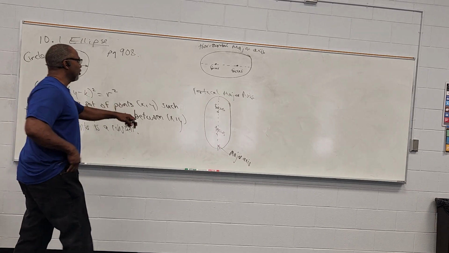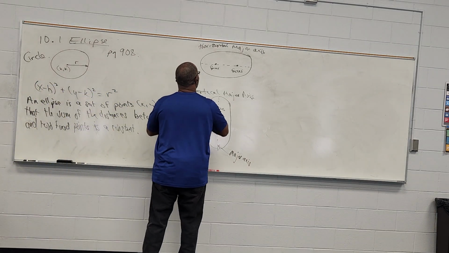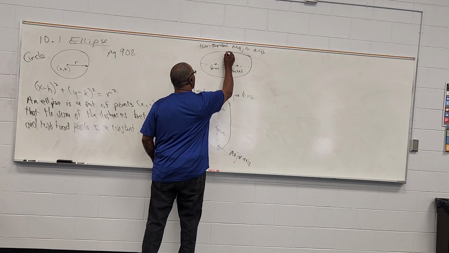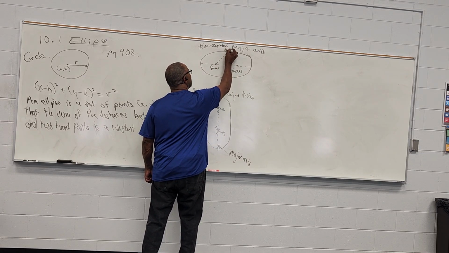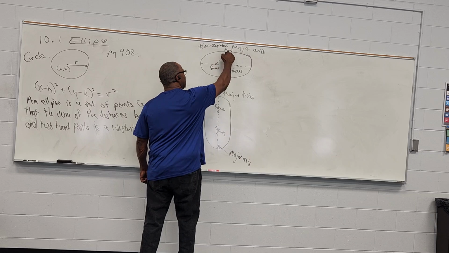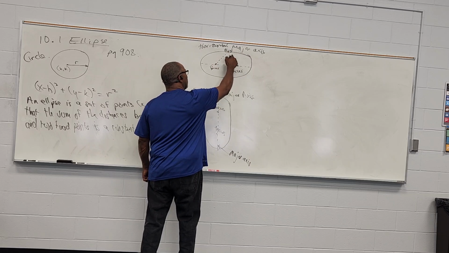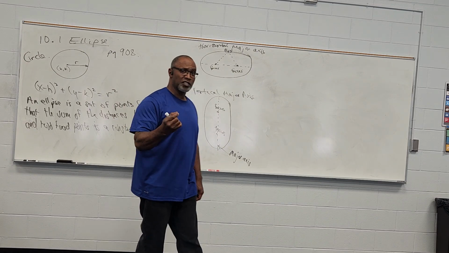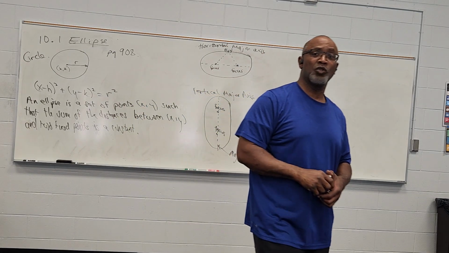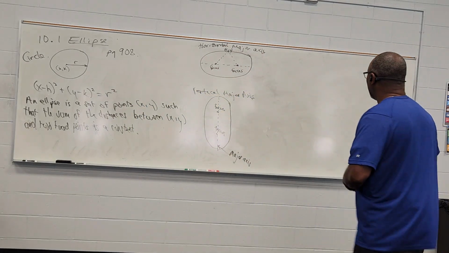Set of points. So what we're saying is if I identify some point x comma y on the ellipse, if I add up this distance and that distance, no matter where I move that point around the foci, the sum of those two distances remains the same. That's what it means to be an ellipse. And you could draw one.